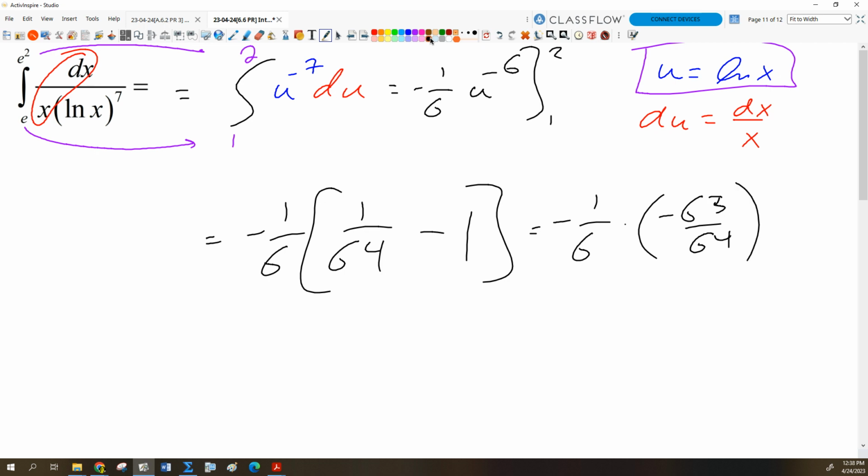And what could I do here? I could simplify a little bit, couldn't I? I could divide each of these by 3 and get negative 21. Make that a 2. So my final answer just looks like, negative times negative is positive, so 21 over 128.